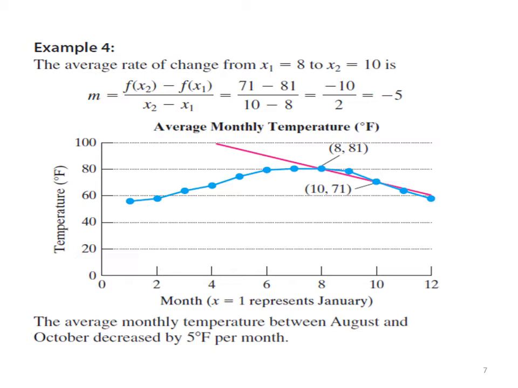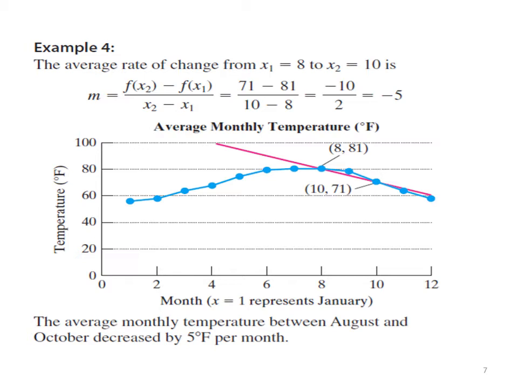Okay, the slope now is f of x2 minus f of x1 divided by x2 minus x1. That would be 71 minus 81 divided by 10 minus 8. This is minus 10 divided by 2, which is equal to minus 5. As the slope, this is a negative slope. As x increases, y decreases.